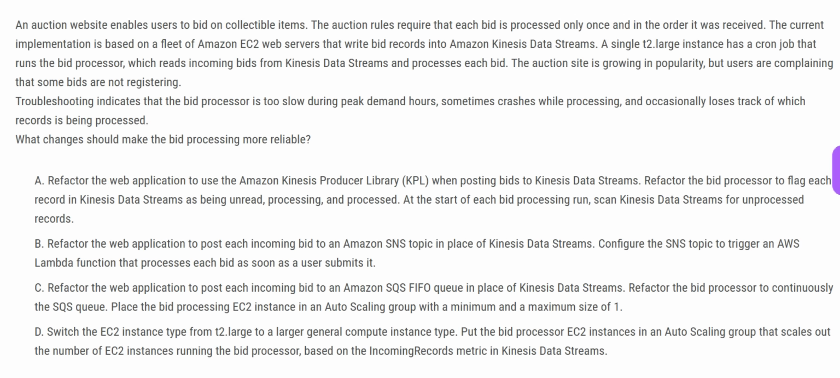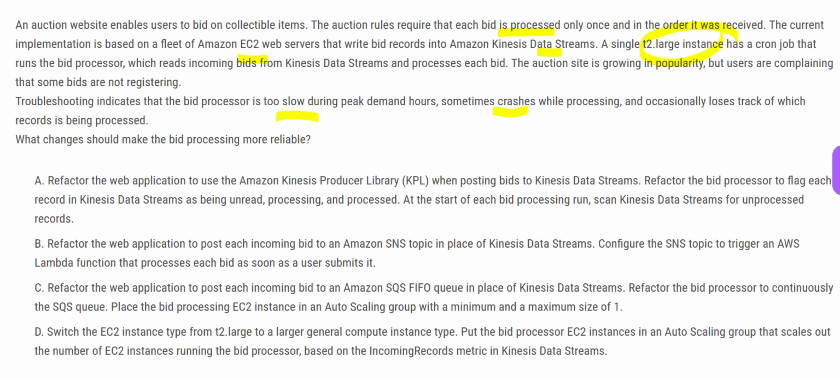So this is the next question. They have an auction website and they want to process each bid once. Currently, they use EC2 and data streams. They have one large instance to process. Now, this site is getting popular, and people are saying that I'm facing issues. It is too slow and it crashes sometimes. So you have to make some changes as a solution architect.